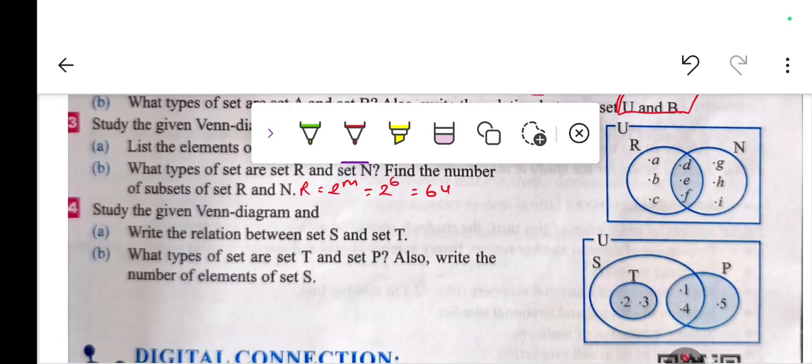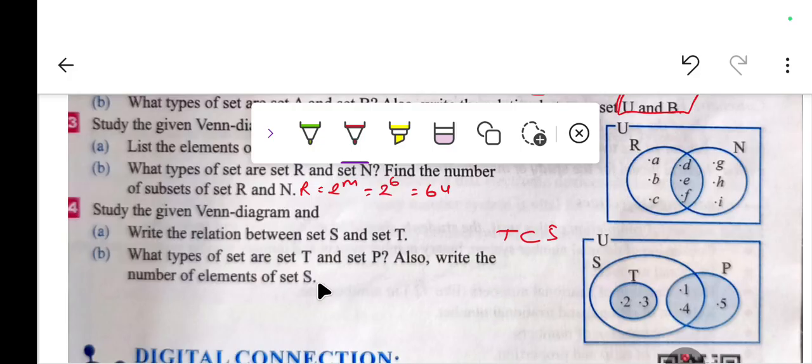Let us come to question number 14. Study the given Venn diagram and write the relation between S and T. So T is the subset of S. S is the superset of T, because inside S, T is lying. Now, what type of sets are set T and set P? Sets T and P have no connection. It is 2, 3 and this is 1, 4, 5. No connection means separate, that is a disjoint set.